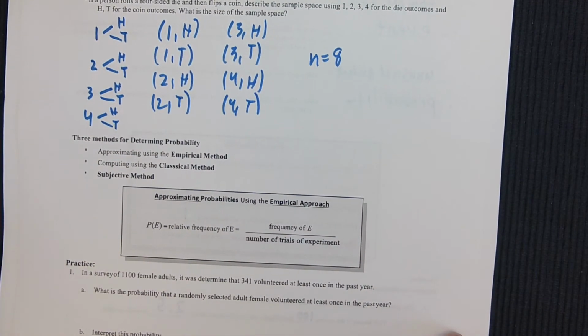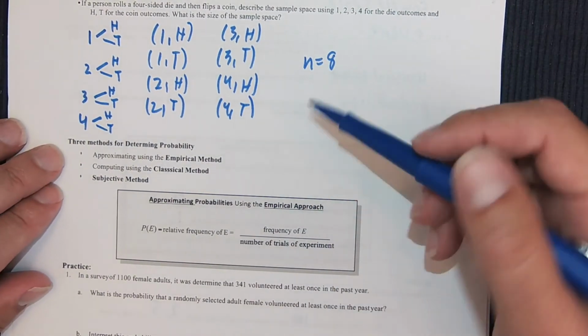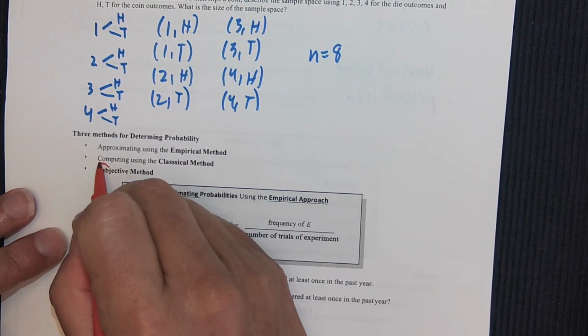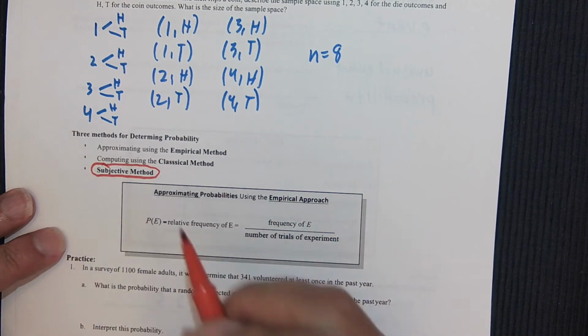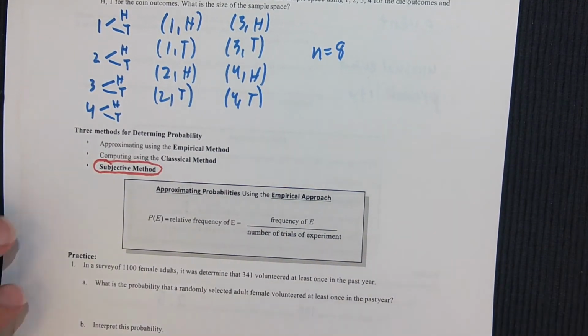All right, and here, so we have 3 methods to approach this. This is the bad one. This is the one we don't want. This is the one most people normally do, unfortunately. It's not a very scientific way of doing it.